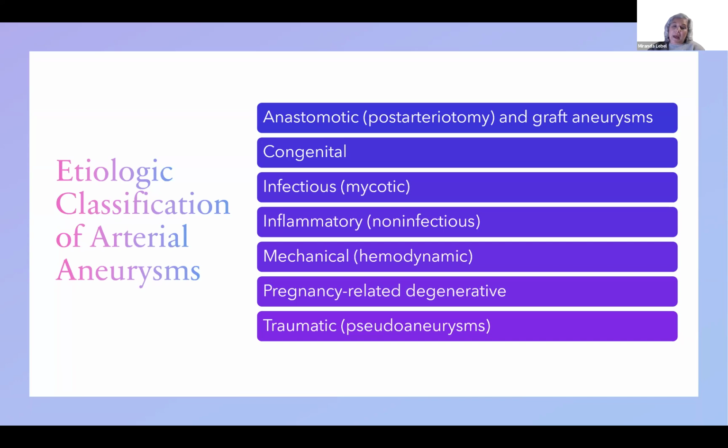Mechanical is related to that post-stenotic conditions and arteriovenous fistulas. And then we have pregnancy-related degenerative aneurysms. So pay attention to this as well when you're talking about OB. It's non-specific inflammatory variants and then traumatic, resulting from penetrating or blunt arterial injuries.